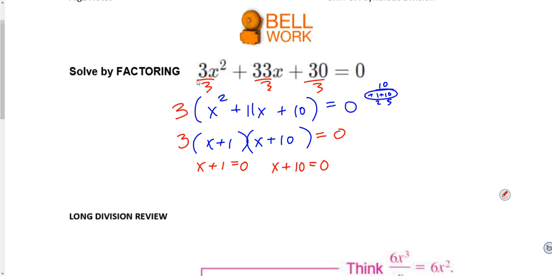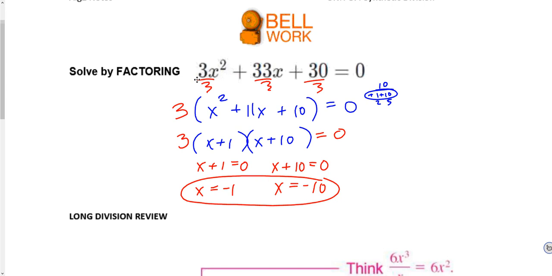It doesn't have an x, so we don't care about it. So then when we solve this, we subtract 1 from both sides, so we have -1. And then we subtract 10 from both sides, so we end up with -10. So these are our 2 answers. Now, if you had done it the other way, if you did it right, you should have still got the same answer. Even if you didn't take out the GCF, in the end, when you solve, it actually doesn't matter.